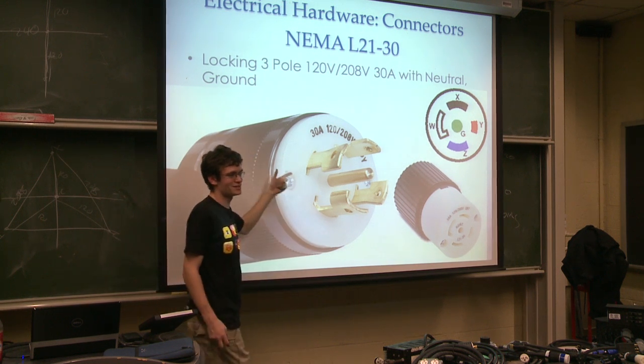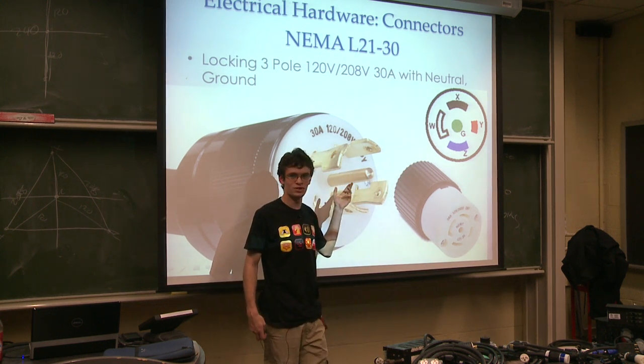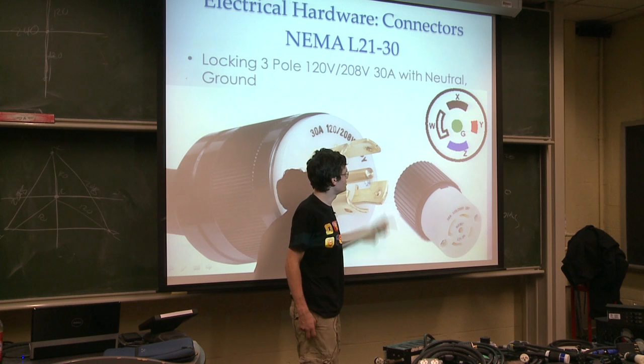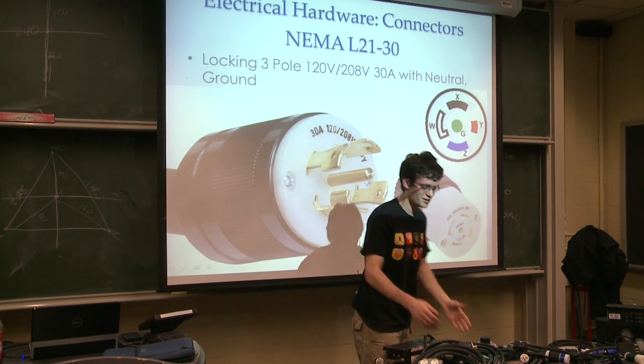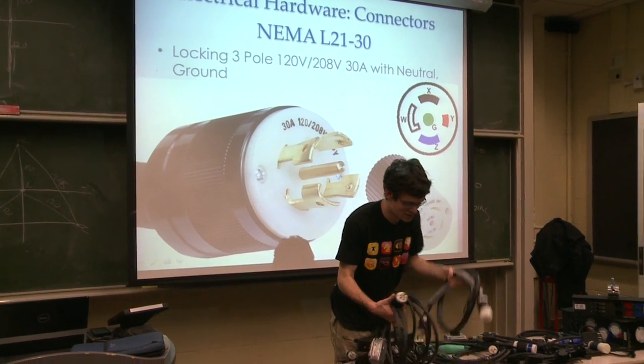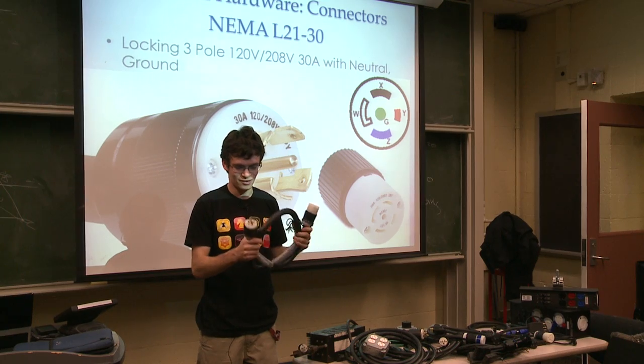This is a locking connector. It's got 3 hots, neutral and a ground. Each of the hots is rated for 120 volts to the neutral. And this is convenient because those are the same 3. We have 3 hots coming in, and they're all 120 volt. So this is all of our power in one cable. So I brought a 5-foot jumper. You have your male and your female.